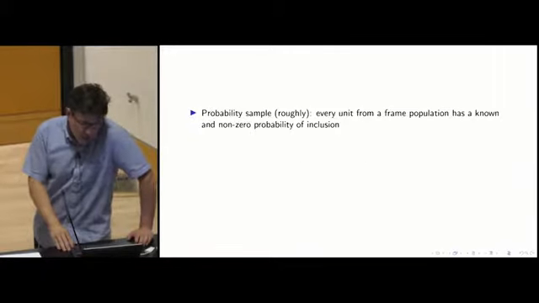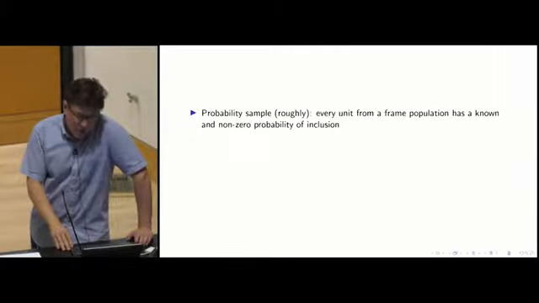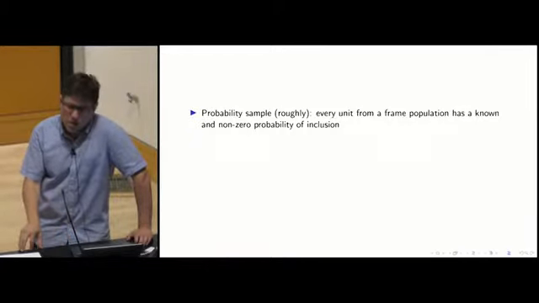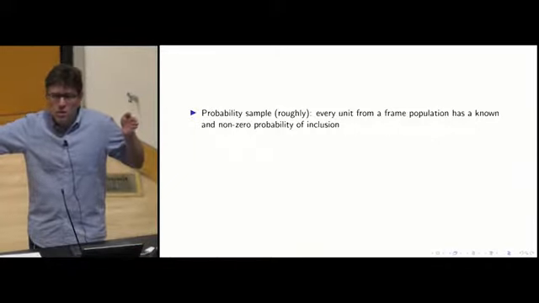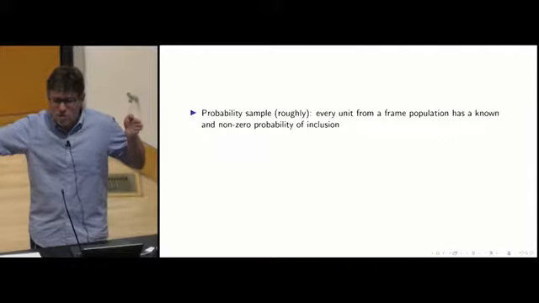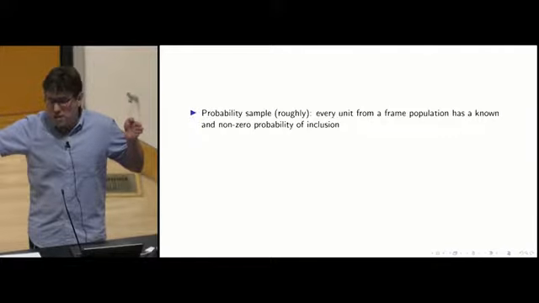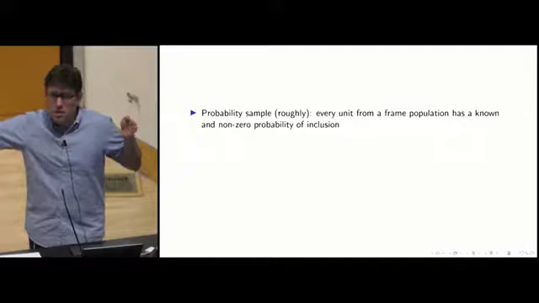Okay, so a probability sample is roughly every unit from a frame population has a known and non-zero probability of inclusion. So a couple key terms here. Frame population is a set of people that are on the sampling frame that you can reach. That is not always the same as the population that you care about.